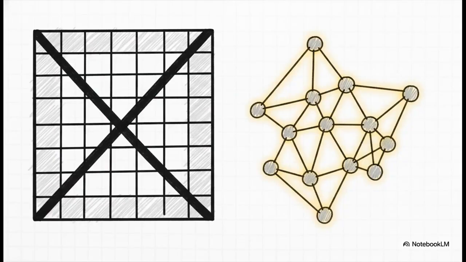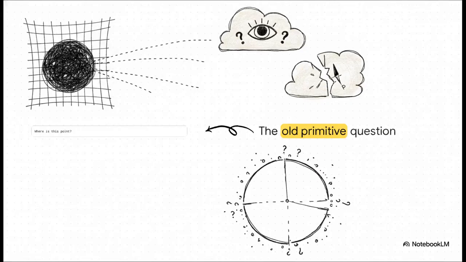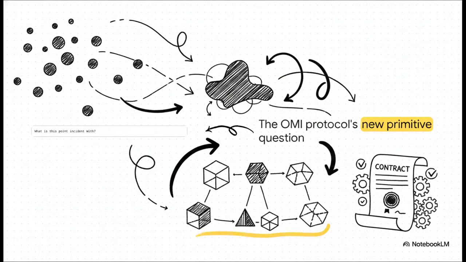Moving on to Section 2, Relationships over Coordinates. And this brings us to the real core paradigm shift of OMI, which is stopping our reliance on spatial coordinates altogether and instead strictly mapping relationships. In the old system, the primitive question was always, where is this point? But asking where relies on subjective, sloppy, approximated drawings within an artificial coordinate grid. It's essentially a localized illusion. OMI throws that out entirely. The new primitive question is, what is this point incident with?